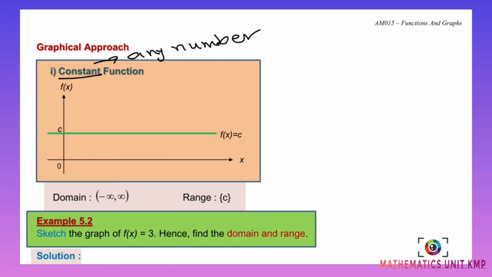So what is the shape of a constant function? The shape is a straight line here, and it is given by the green line here. So you just take a ruler and draw a straight line. So this is a constant function. But make sure you label your x here, and this one label as f(x). So what is the domain for a constant function? The domain for a constant function is negative infinity to infinity, and the range is c. Note here, use set notation.